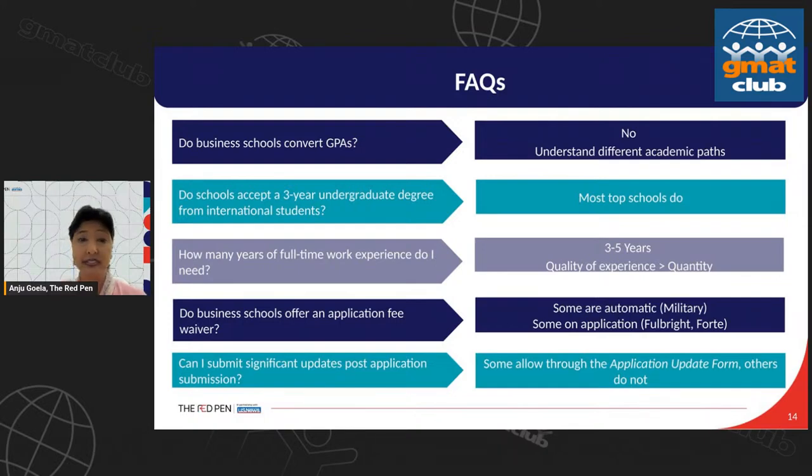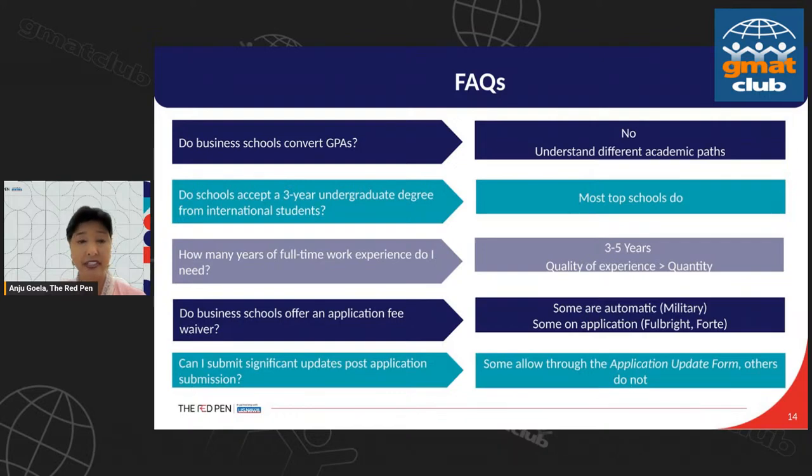Do business schools convert GPAs? No, they don't. You don't have to do that either. They understand different academic paths. So if you've scored in percentage, if you've got a grade, or if you've got a GPA on 10, you don't have to convert it into a 4-point GPA.